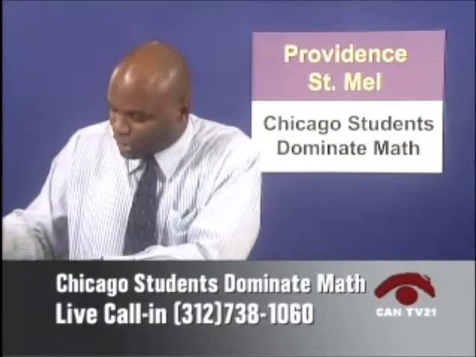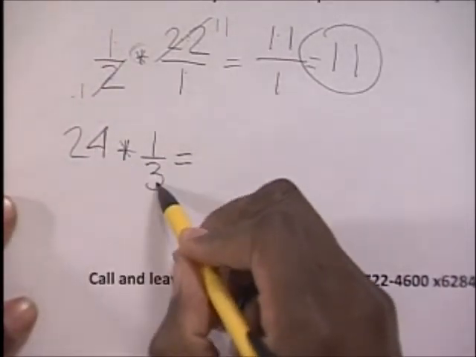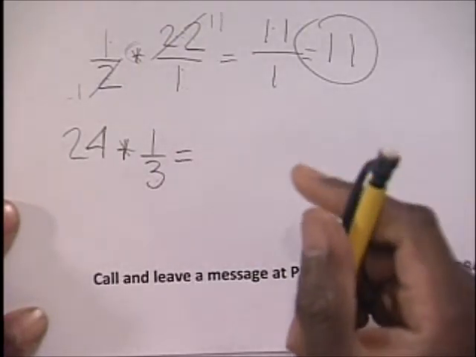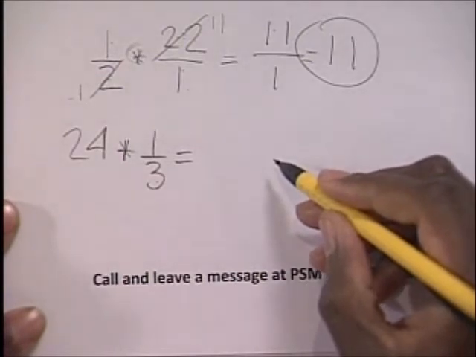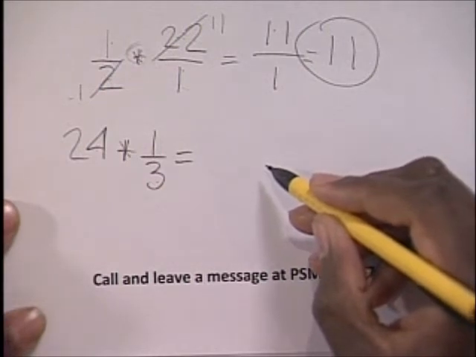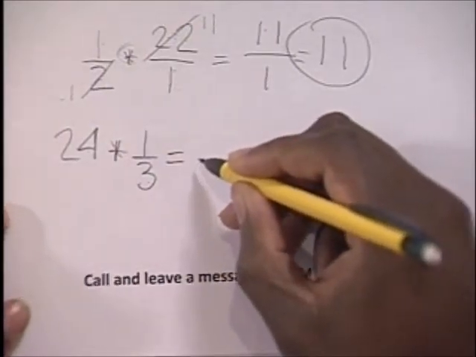All right, so let's take a look at this problem. This is the problem that you gave me. 24 times 1 over 3. Isn't that the problem you gave me? Yes. Okay, I want you to turn your television down, okay? Turn your television down, and I want you to talk to me through the telephone. Okay, so how would you do this problem?